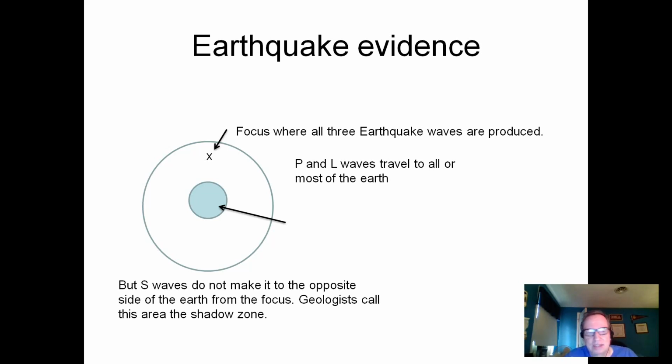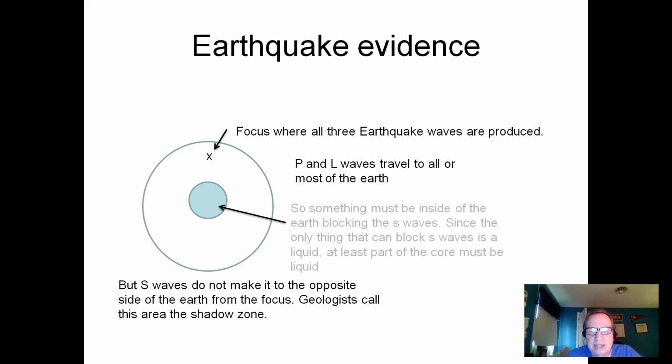And you notice that you cast a shadow. That's because you're blocking the sun's rays. And the same way, geologists surmise that there must be something at the very center of our planet that was also blocking earthquake waves. And what we figured out is it has to be a liquid. That's the only thing we know of that will stop a shear wave or an S wave from going through. So we know that at least part of the interior of the Earth must be liquid.